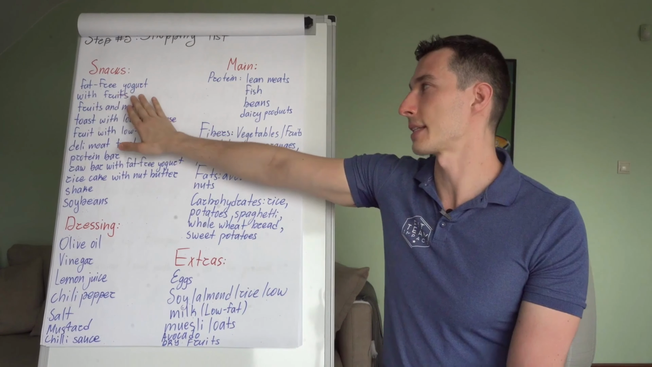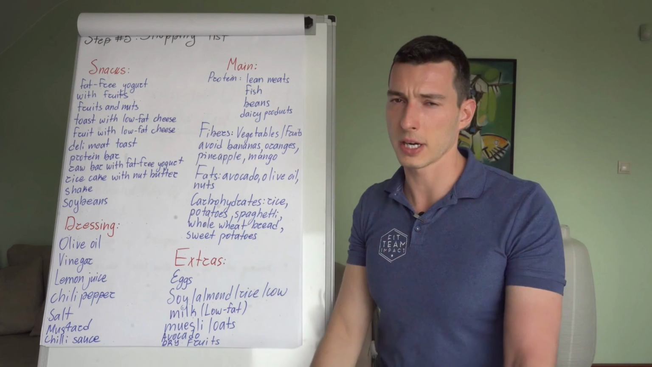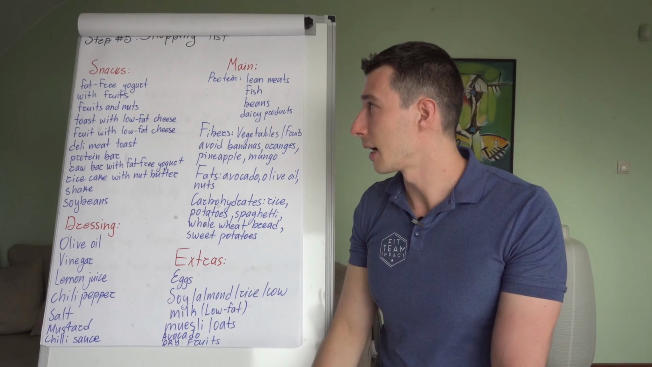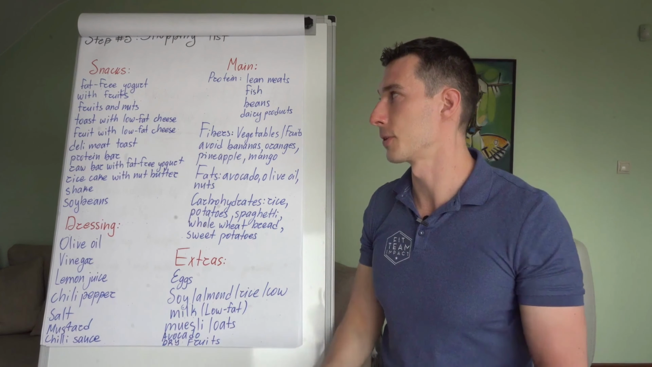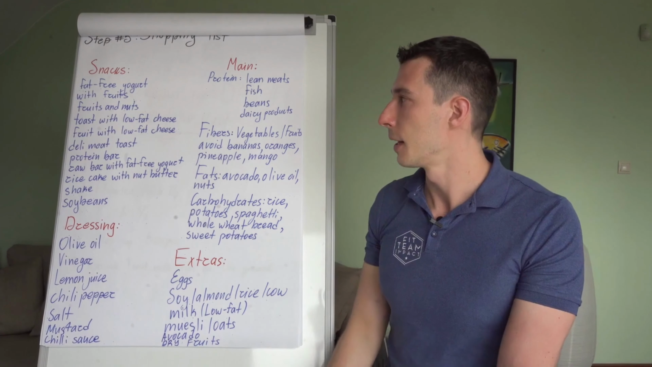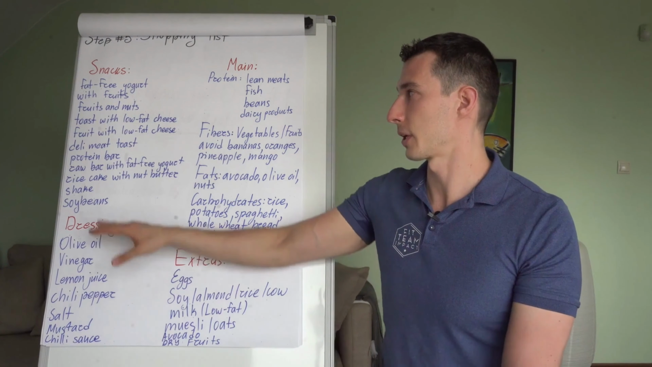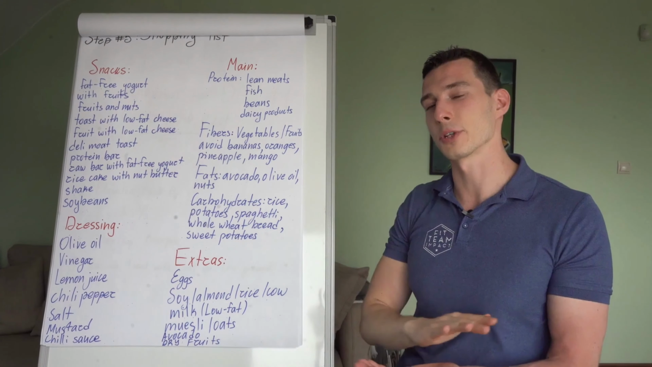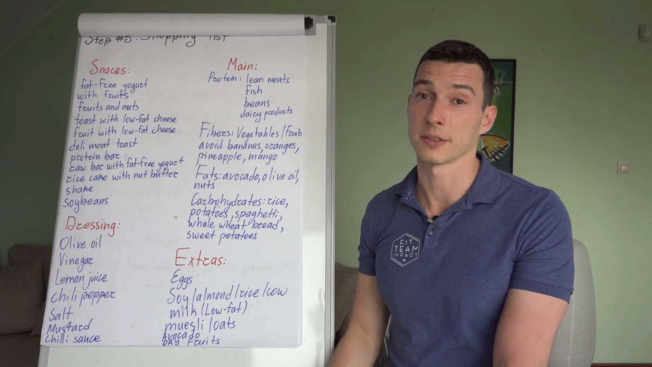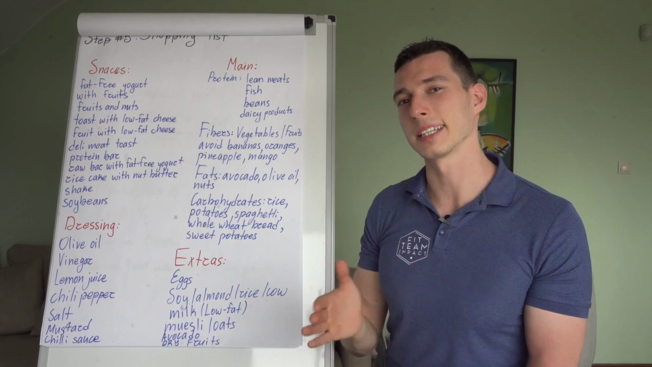Fat-free yogurt, that's a great snack with fruits. If you have skyr, I'm not sure, it's an option, like cottage cheese. It's really fat-free, really high in protein. I'm not sure if it's available all around the world, but if you have it, it's a great option. You can do fruits and nuts. I love having slices of green apple with a spread of peanut butter, just a thin layer.